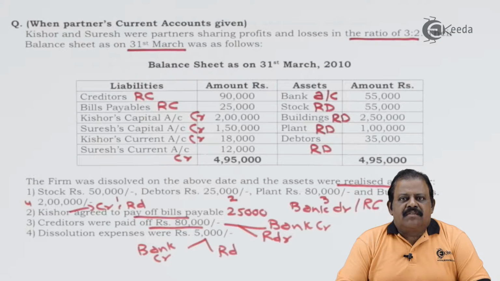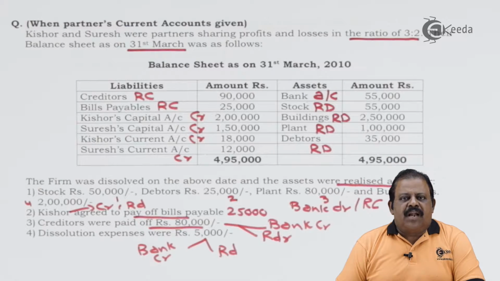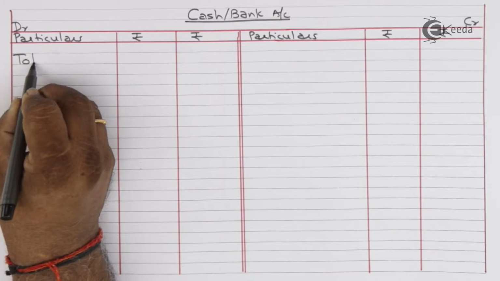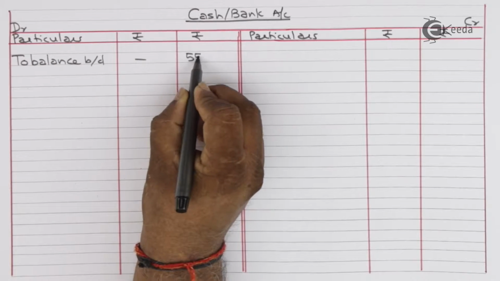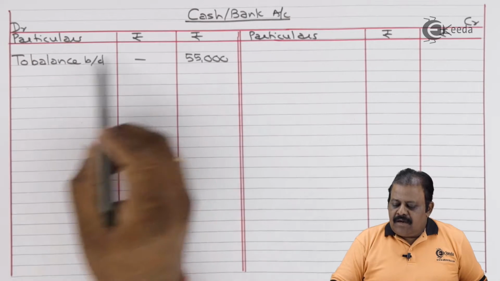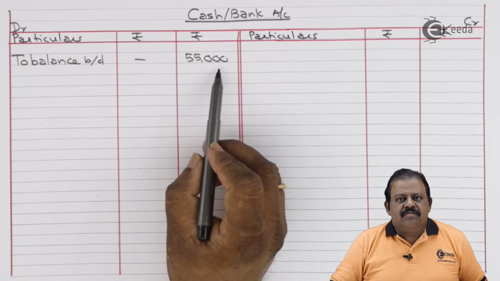First step is called as transfer step, where we transfer all items in balance sheet to various accounts. Let us start with asset side. Bank account 55,000. This will be transferred to bank account on debit side. Bank account debit side to balance brought down 55,000.